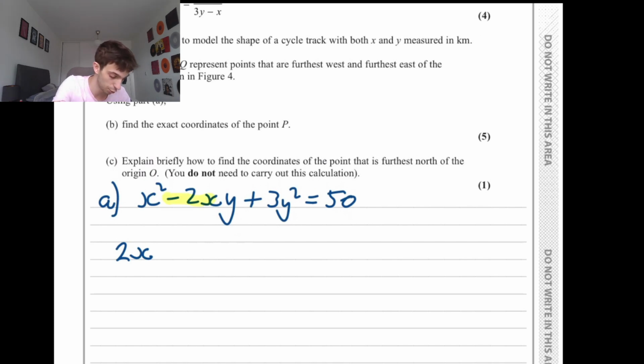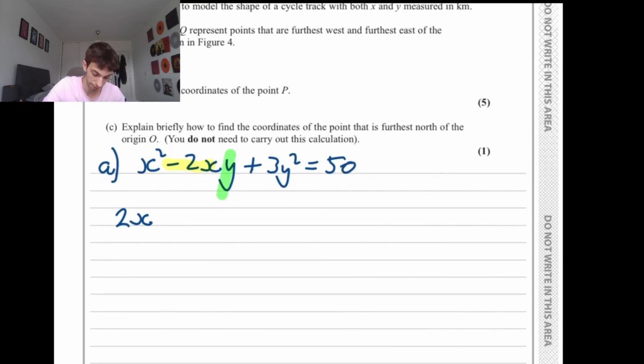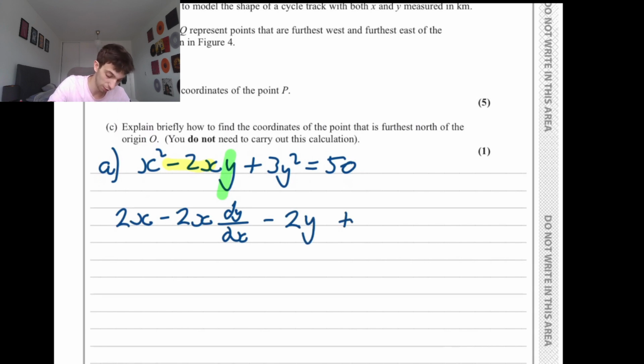So we can call this minus 2x as our first term essentially, and that y as our second term. So leaving, then differentiating: we have minus 2x multiplied by y differentiated, which is just dy/dx. And then differentiate, leave: minus 2 times y, then we leave the y, so it's minus 2y. And then differentiating 3y squared, that's just going to be 6y, but because it's a function of y, we multiply it by dy/dx. And this will be equal to 0, because 50, our constant, will disappear when differentiating.